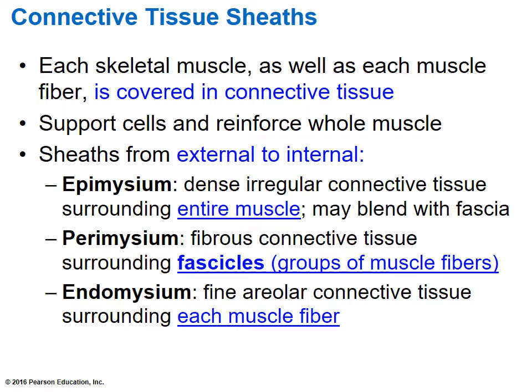Your deepest connective tissue sheet will be called endomyosin. This one is going to be composed of fine areolar connective tissue, and this one will go ahead and encapsulate your muscle fibers. So from outer to inner, it's going to be epimyosin, perimyosin, and endomyosin. Let's take a look at the picture and make sure that we understand how all three of these will in essence lay with each other.